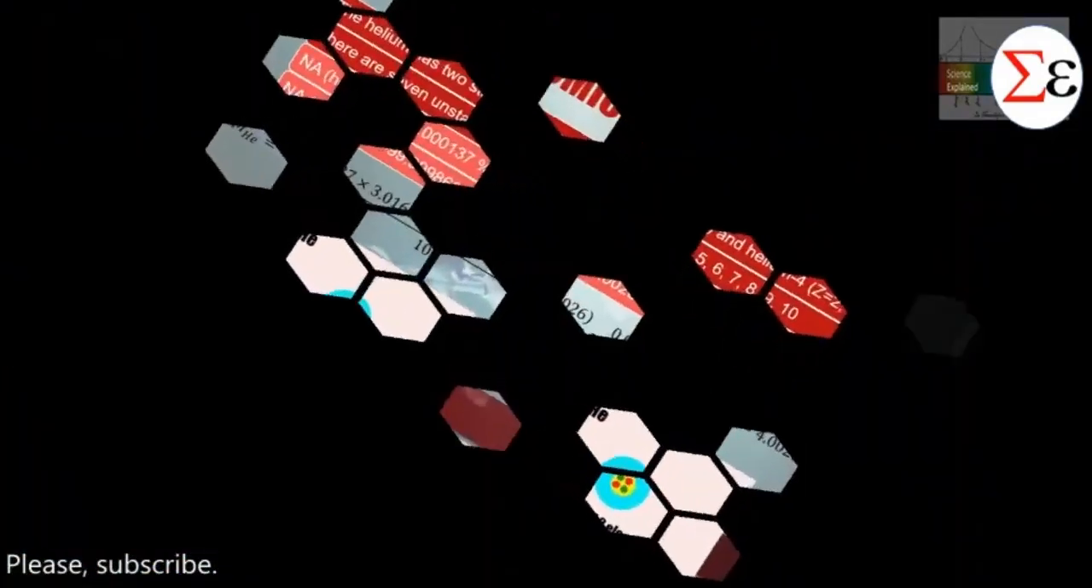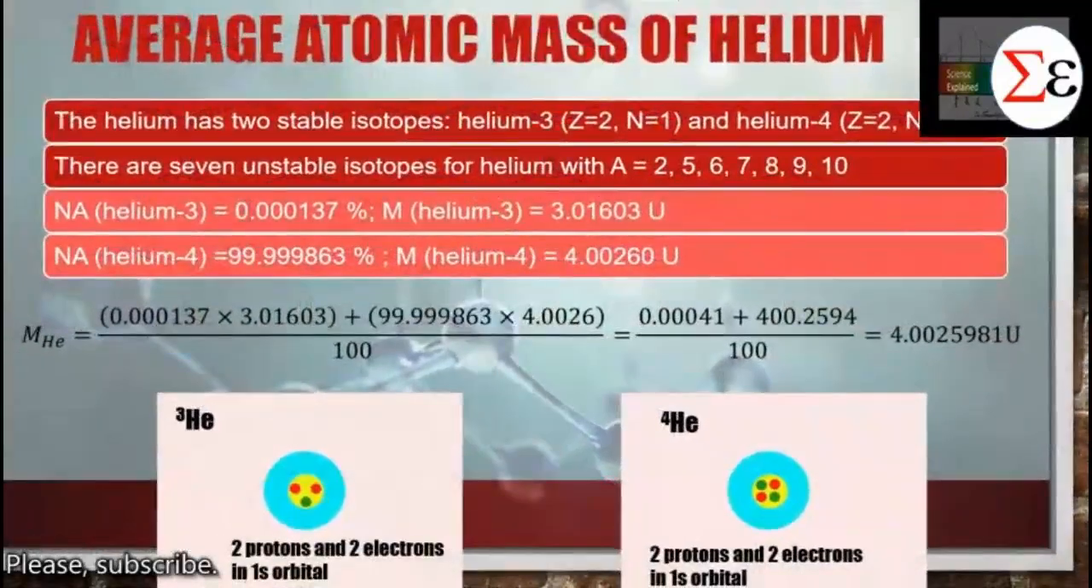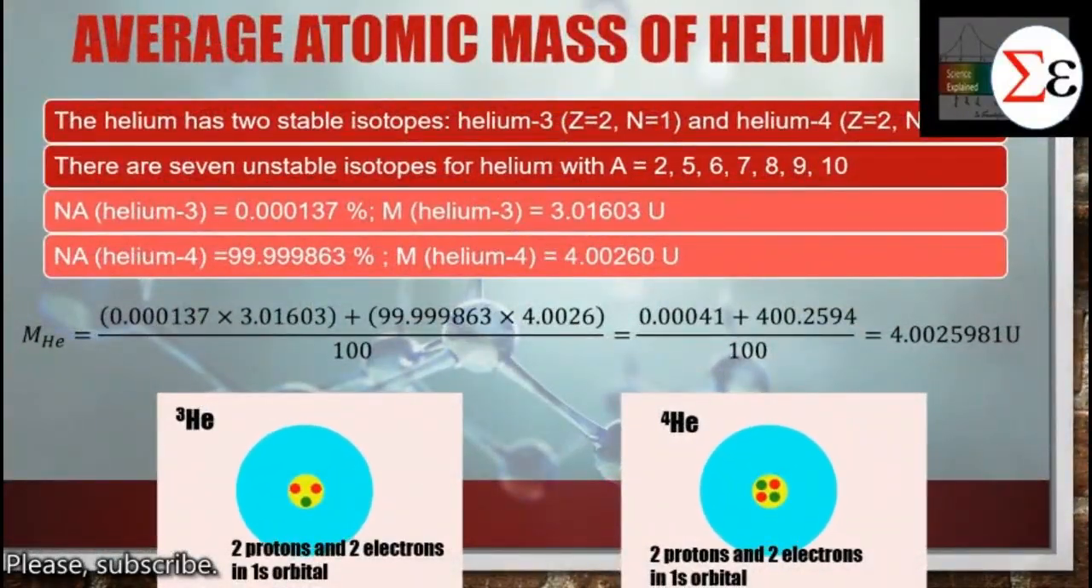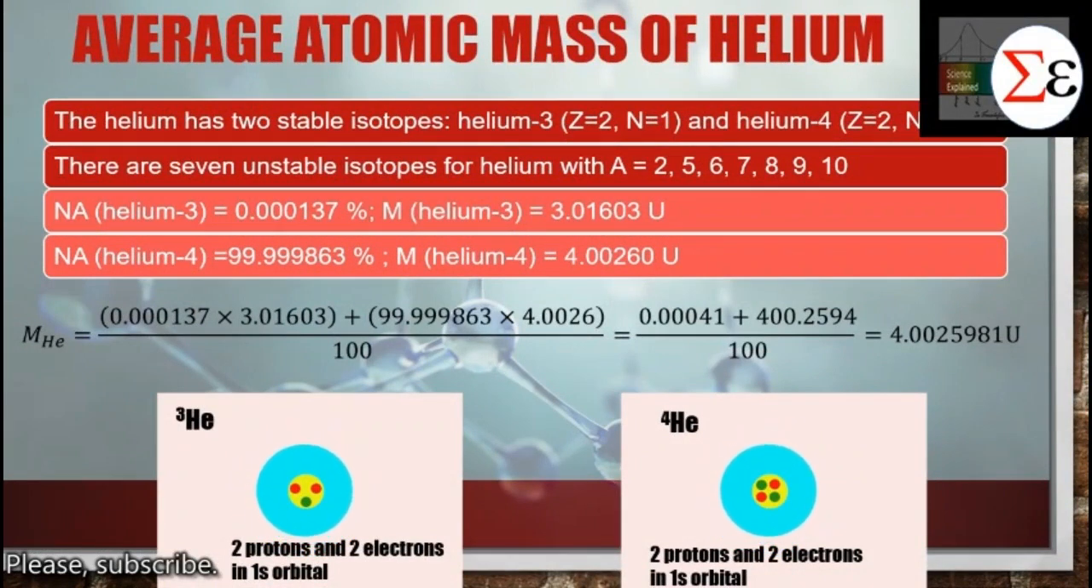So let's go to the helium. The helium has 2 stable isotopes, helium-3, N is 1, and helium-4, N is 2, and there are 7 unstable isotopes with A equal to 2, 5 to 10.